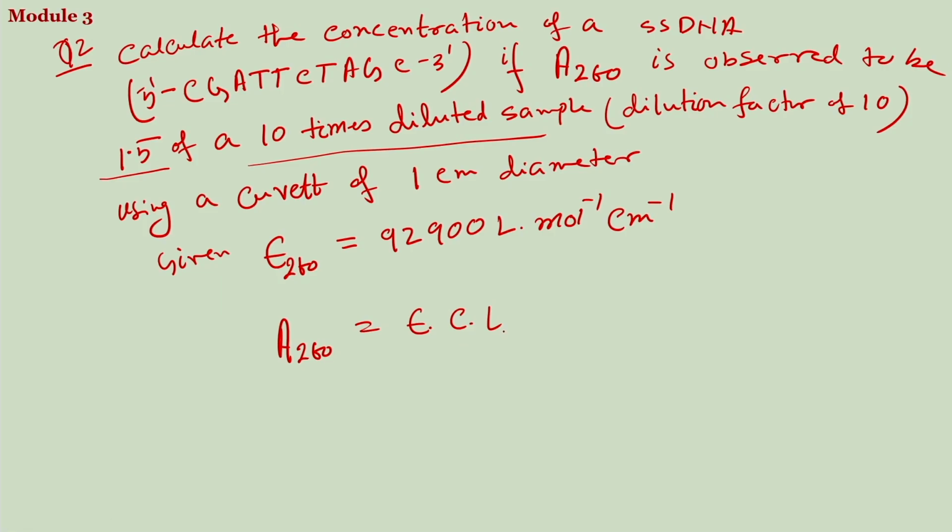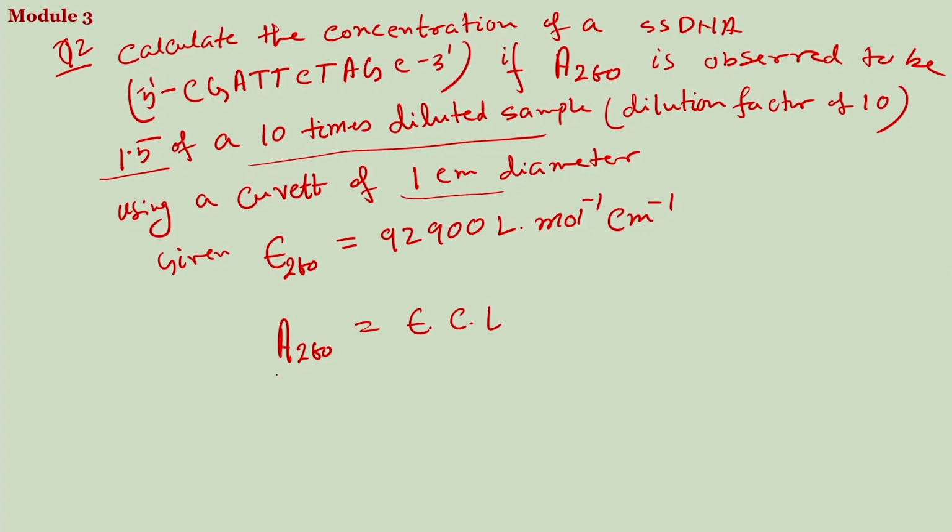L is the path length or the length through which the light travels, and this is given as 1 centimeter. It is basically the cuvette you are using, that same diameter of the cuvette will be your path length, because that is the distance that will be covered by the light. And this A value is given as 1.5. So, 1.5 equals 92,900 into L is 1 into C, concentration.